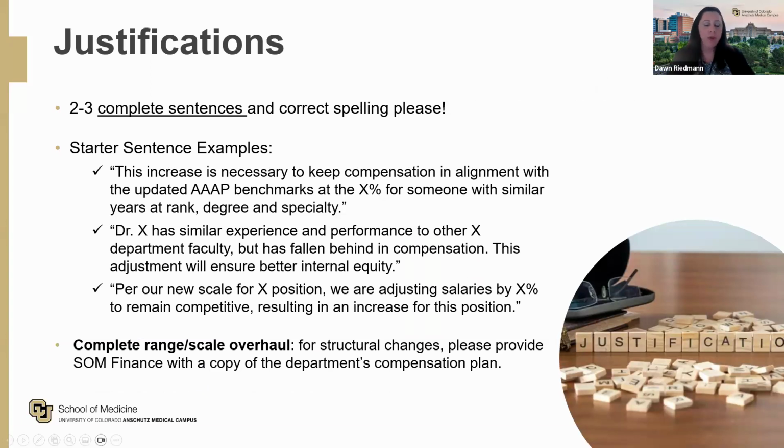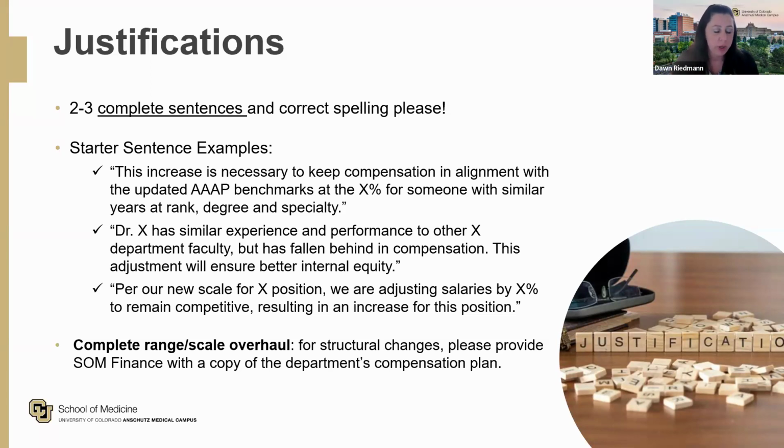Okay. So we've had starter sentences in the past. This is a good start. That doesn't mean that these are the only sentences that you would include, just filling in a few things. We really want that detail when you're providing those justifications. I know there's a lot of benchmarks out there. Please identify those. The other thing too is if you're comparing positions, please include specifics.